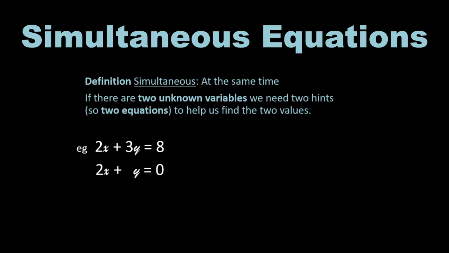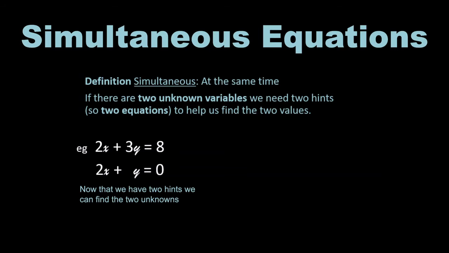So here's another hint. 2x plus y is equal to 0. Now notice I'm using the same letters, the same variables in these two equations. That means that x and y in the first equation must have the same values as the x and the y in the second equation. Now that we have two hints, we can find our two unknown values. If we had an equation with three different variables, like x, y, and z, for example, you would need three different hints or three different equations to help you solve them. But we're not going to worry about that for today.